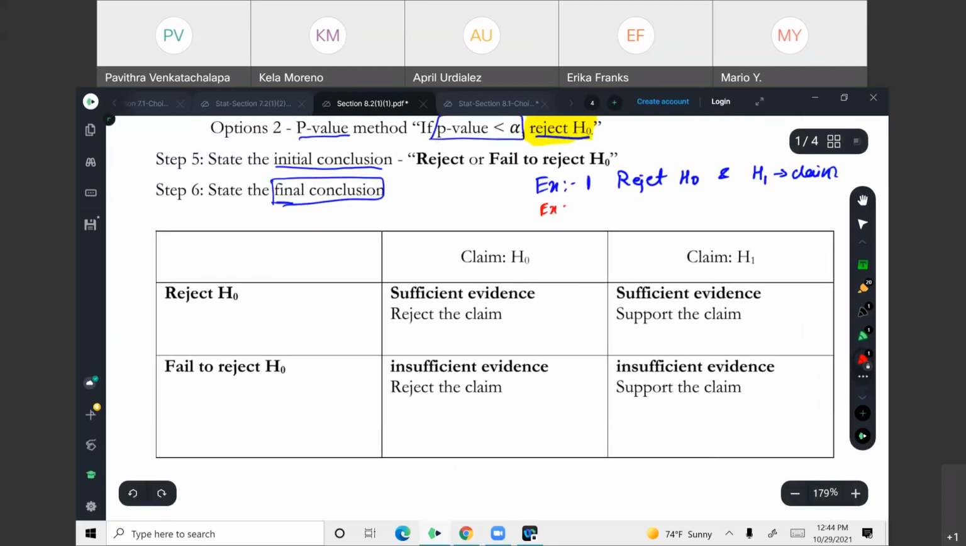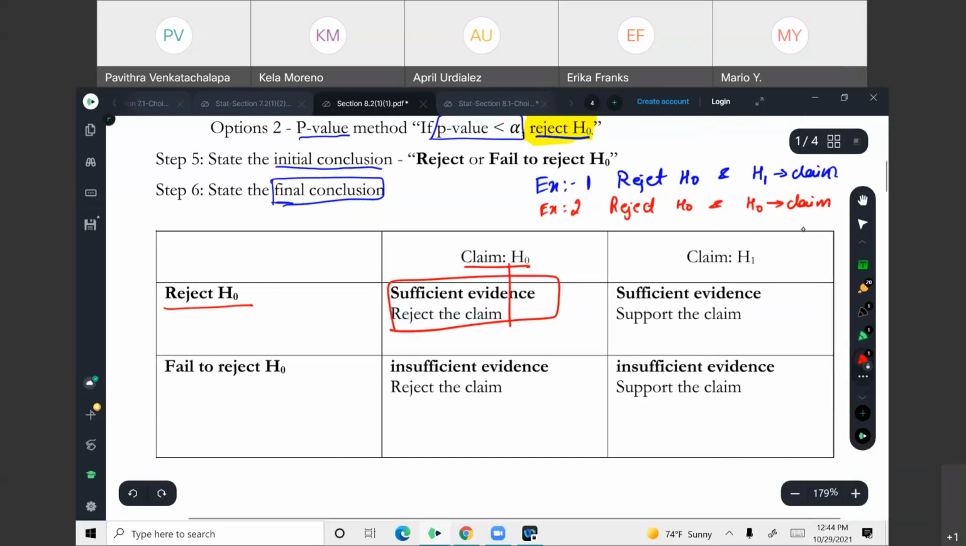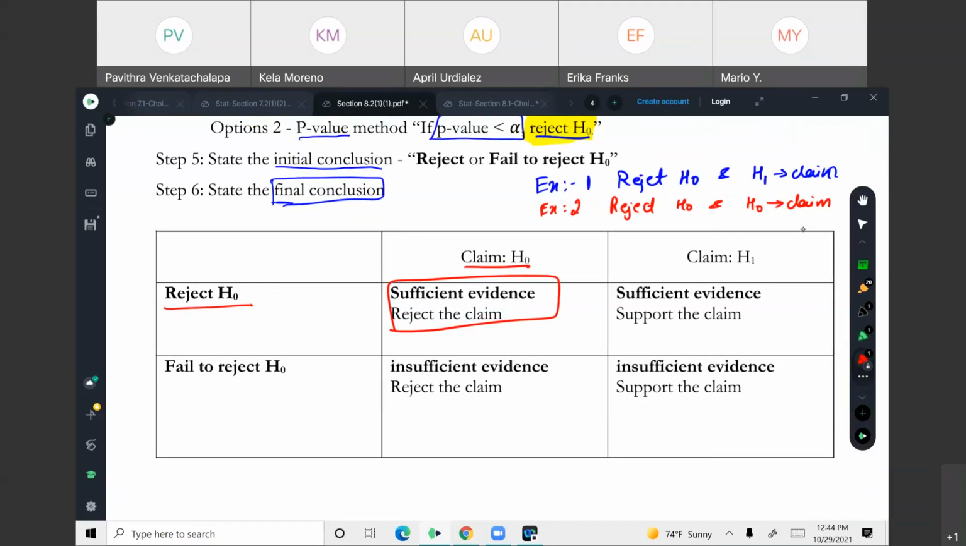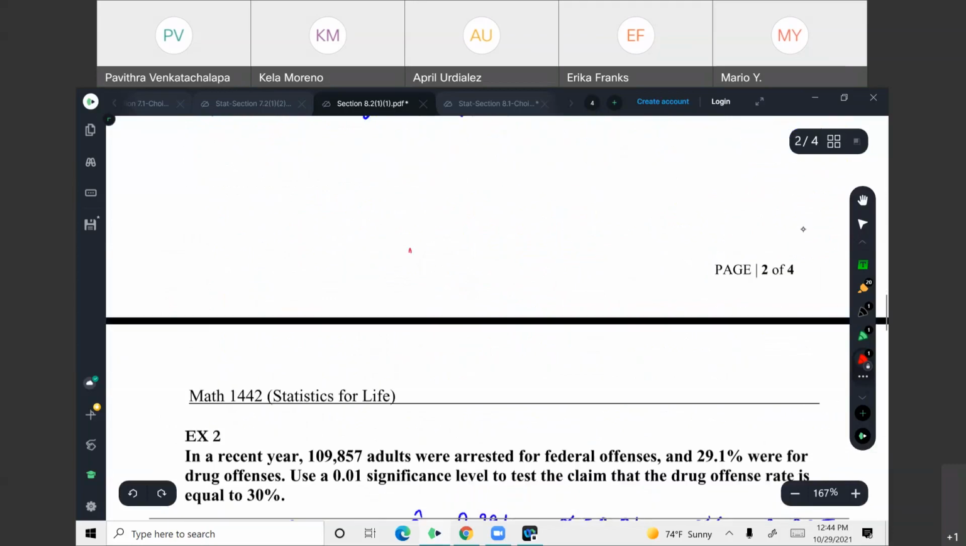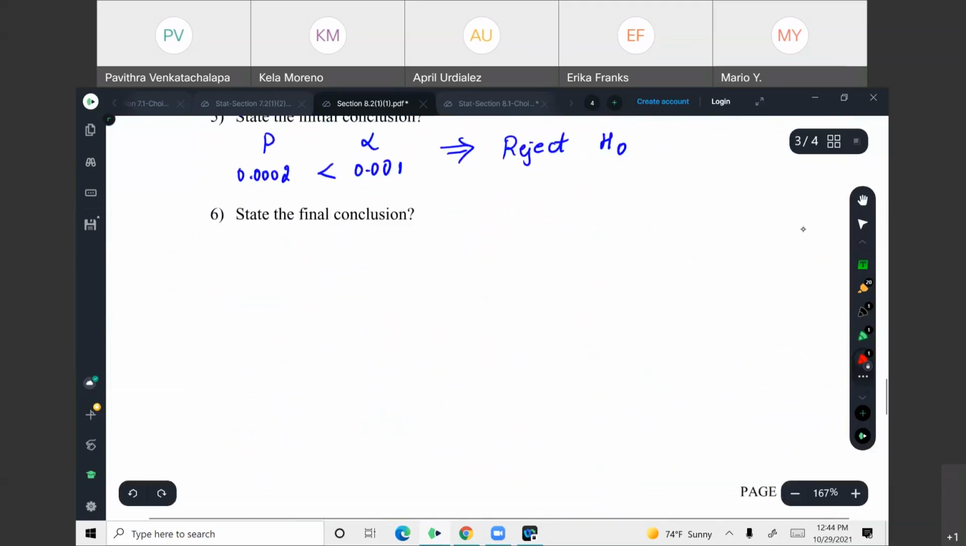Now example 2, it is rejecting H naught and claim is also on H naught. So reject H naught, claim is on H naught. So this will be your final conclusion. Okay, sufficient evidence and you're going to reject the claim. So you just have to put that in words here.